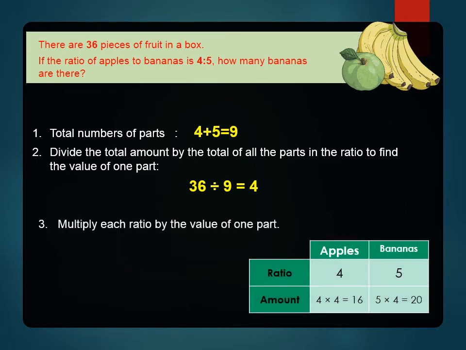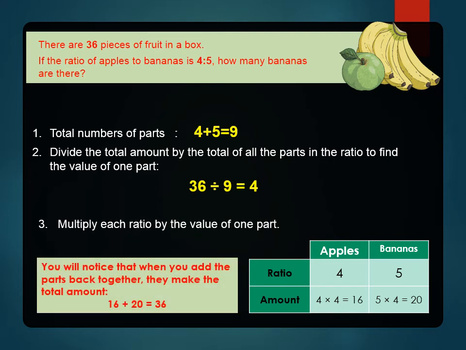Third step, multiply each ratio by the value of one part. So here, look at the table below. I have the ratio apples to bananas 4:5. The value of one part is 4, so I will multiply 4 by 4 equals 16. So we have in the basket 16 apples. And how many bananas? 5 multiplied by 4 equals 20 bananas.